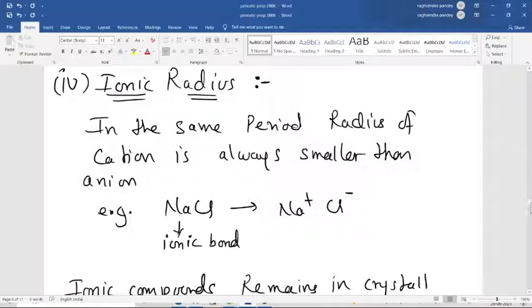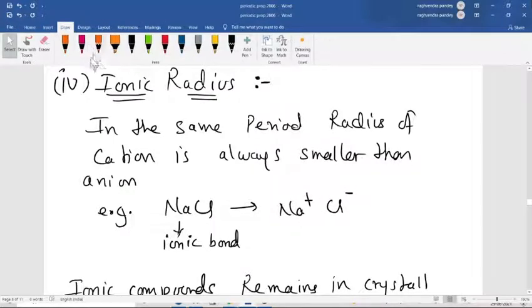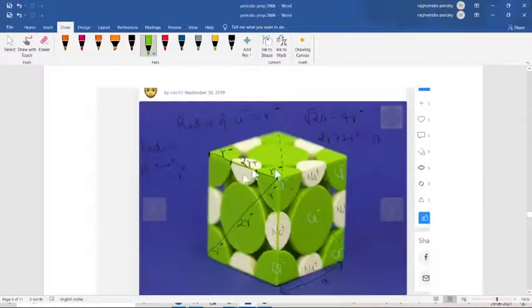Sorry, I have to speak in English, I was speaking in Hindi, so that was my mistake. The cation is always smaller than the anion. So that is your cation. Sodium ion is your cation, and it is smaller than the anion. Here you can see that one. So this is your cation. Cation is smaller and this is your anion.